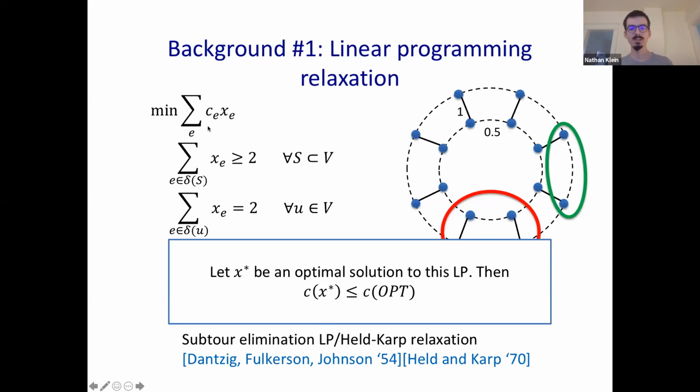So yeah, as is often the case, it's convenient to think of x_e as the probability an edge e is in the tour. So this LP really gives us 2 benefits. First, we get a lower bound on the cost of OPT. And secondly, we get a sense for which edges we might want to put in the tour.